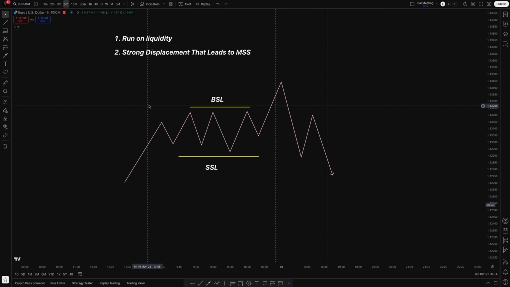Now, what is market structure shift? Well, we have some higher highs and higher lows here, because if this is an uptrend, it has been something like this, probably, and then right here, these lows have been broken by this displacement to the downside, so we have a lower low now. So this is a market structure shift. Now, the second that we get a close below these lows right here, we get the market structure shift. It's a bearish market structure shift, and we have the displacement.